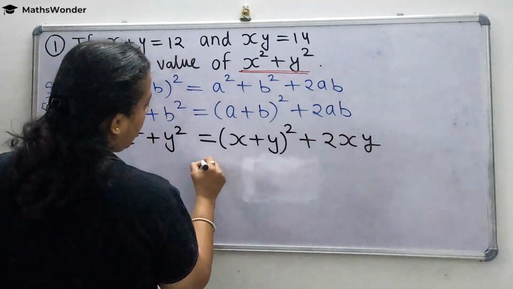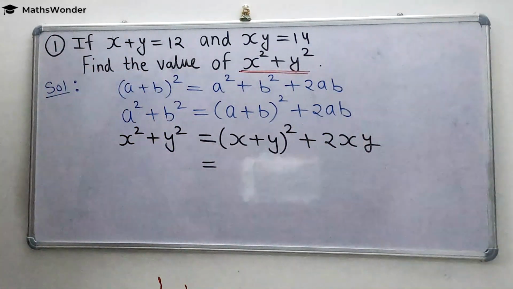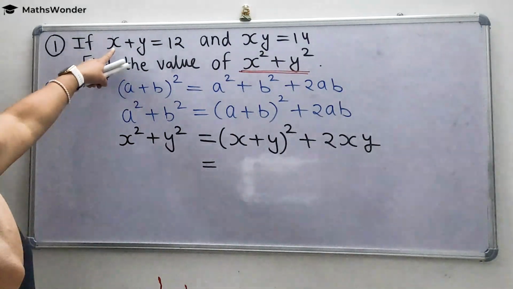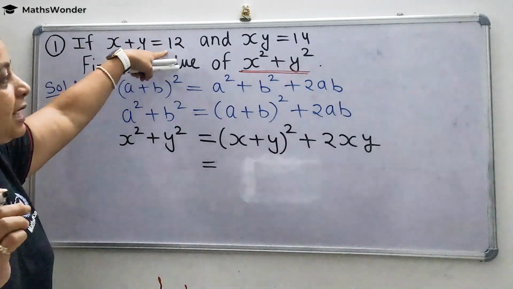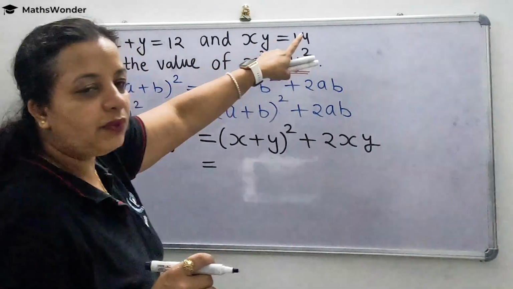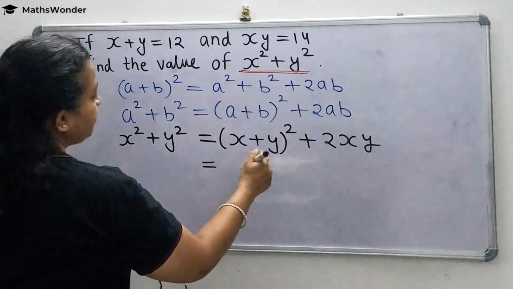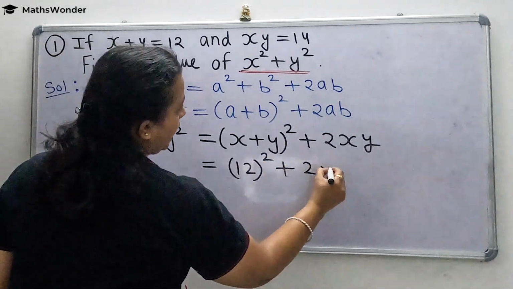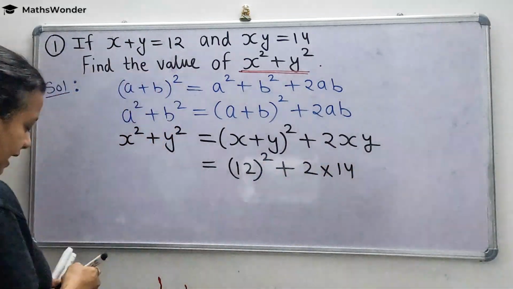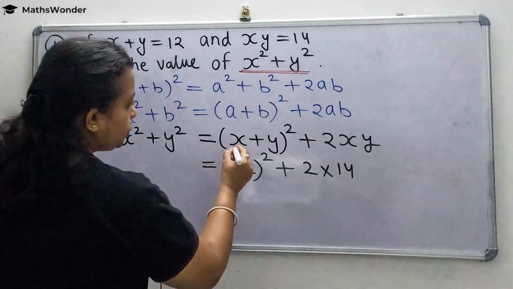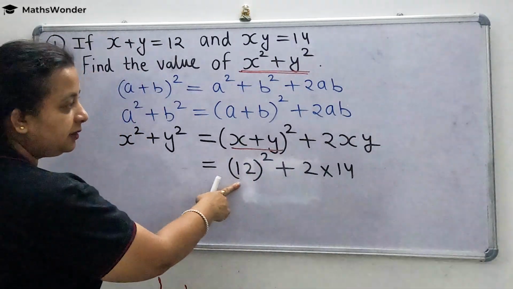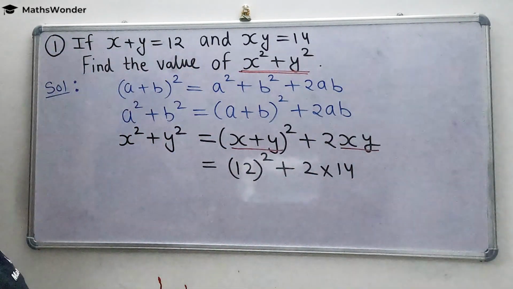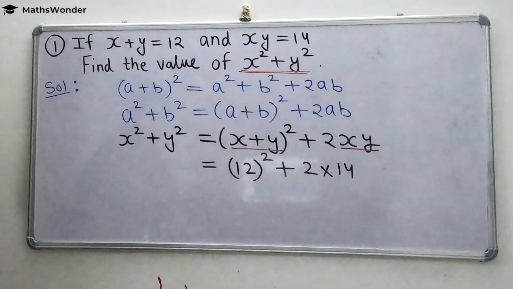2xy. Now check your question, which information is given, and you can use it in the identity. So x plus y value is given 12 and xy value is 14 is given. So x plus y is 12. You just substitute the values. 2 times 14, because xy value is given 14. So I substituted 14 in place of this.